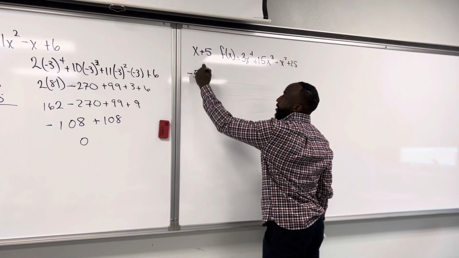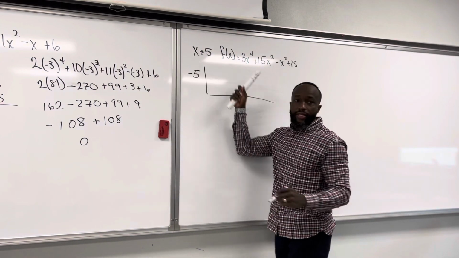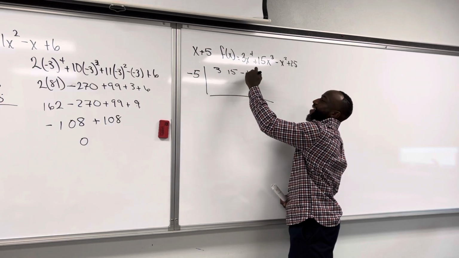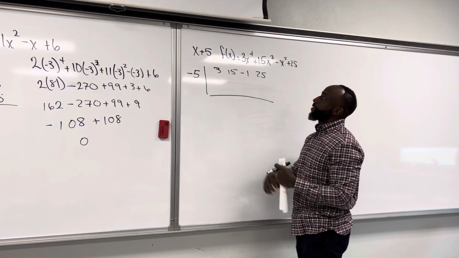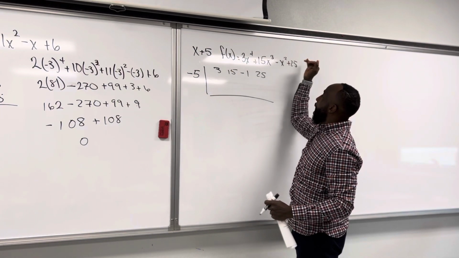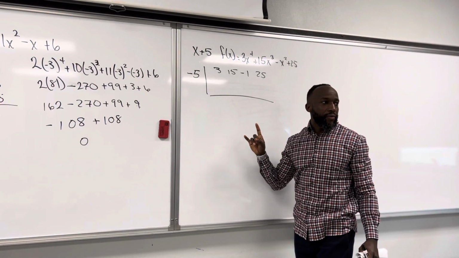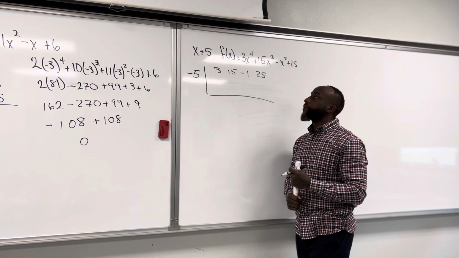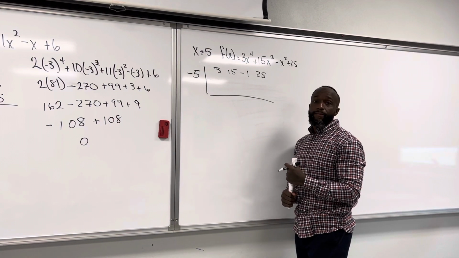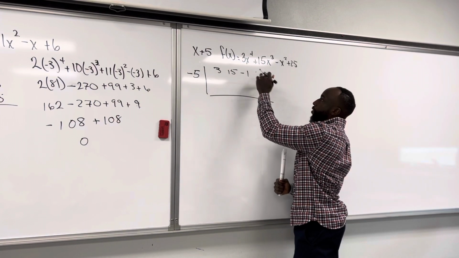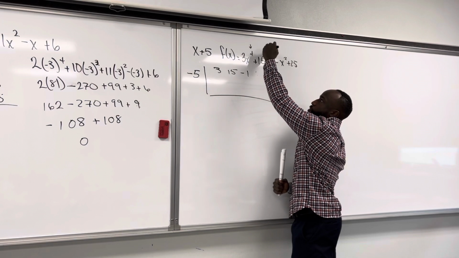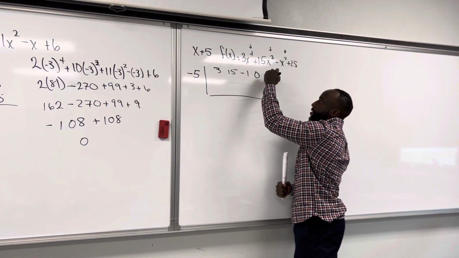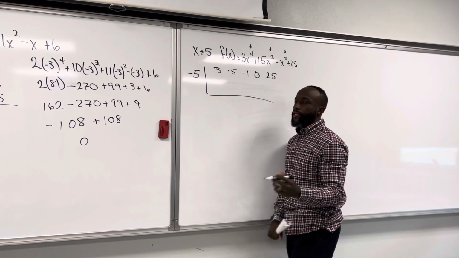I need somebody else to help me out. What are my coefficients for this one? 3 and 15, negative 1, 25. Good. 3, 15, negative 1, 25. 4, 3, 2. Not quite. I'm missing one, right? 0. Where does 0 go? In the middle of negative 1 and 25. Yeah. So remember, you got to count down 4, 3, 2, and I'm missing 1. And then the 0. Right? So let's do the math.